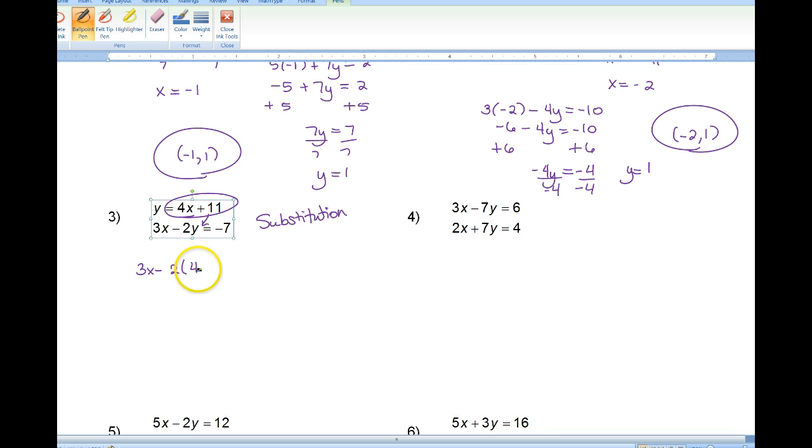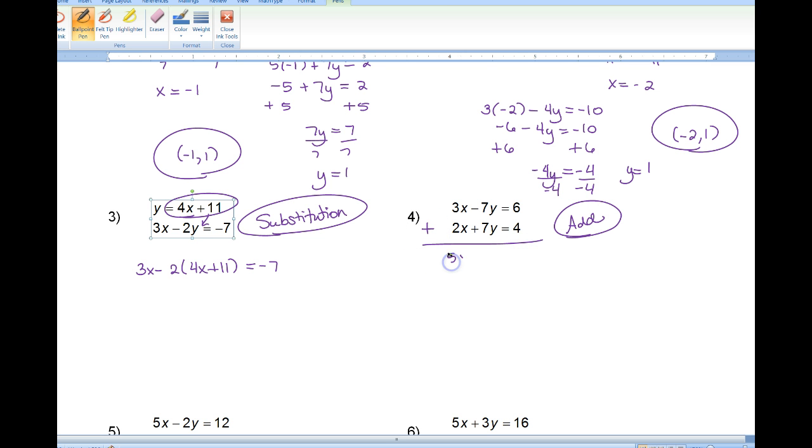So that's why I want you to be able to choose. I know you know how to solve it now, but what method you choose will decide if you make the problem really easy or overly difficult. So like number 4, what would you do to solve these? You just add them together. So we'd get 5x equals 10, and then you could continue.